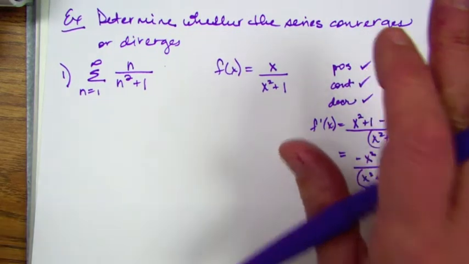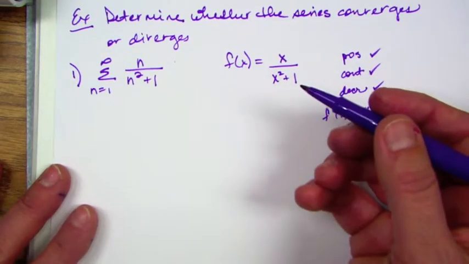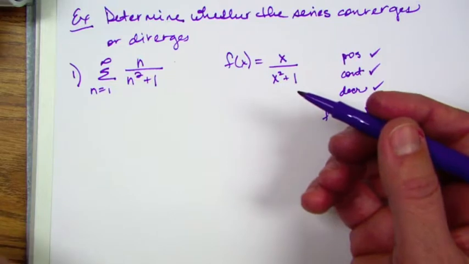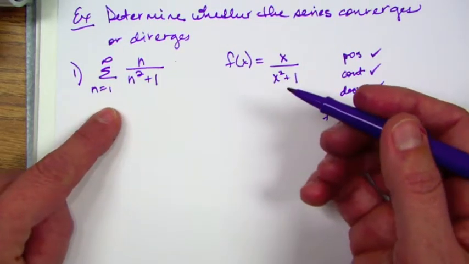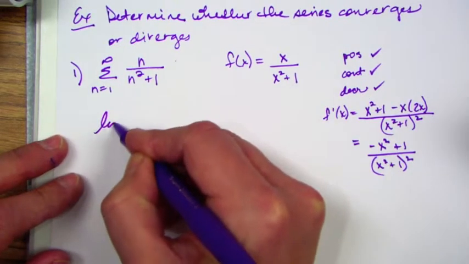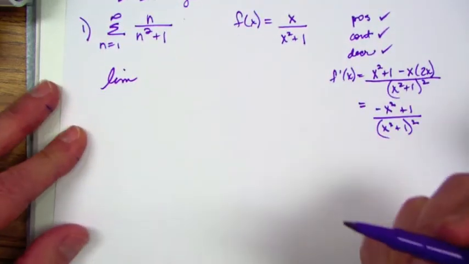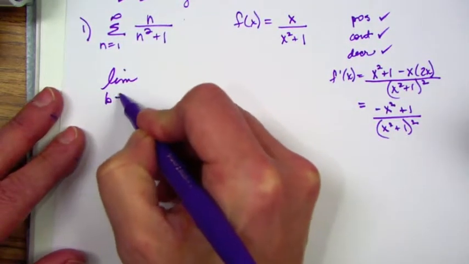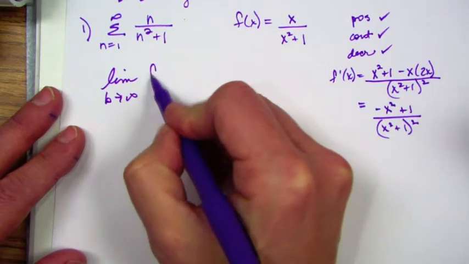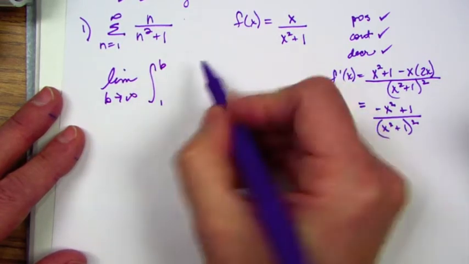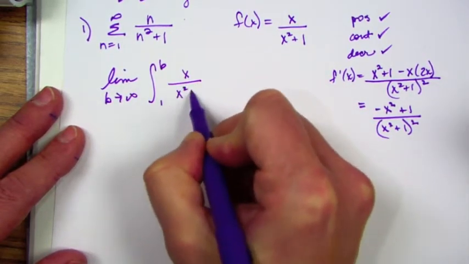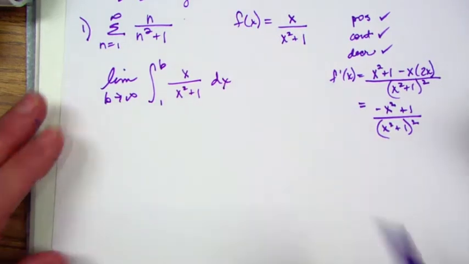I check out. So now I can actually do the integral, right? Because it's what the integral does that determines what my series is going to do. So I know it's going to be improper, so if it's okay with you, I'll go ahead and set it up that way. I'll say the limit as b goes to infinity of the integral from 1 to b of x over x squared plus 1 dx.